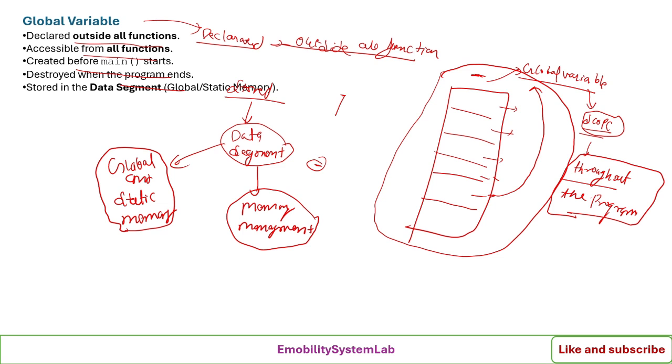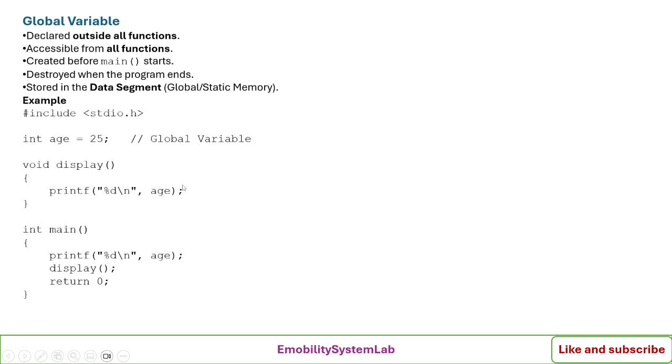Now we will see some examples related to the global variable. Basically, we will see a program related to the global variable. First of all, I will erase all this stuff. So here you are able to see, this is one program.